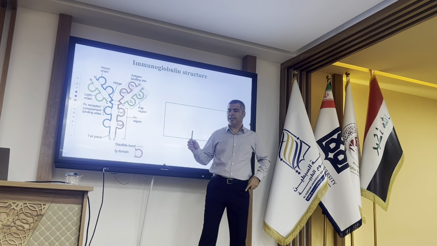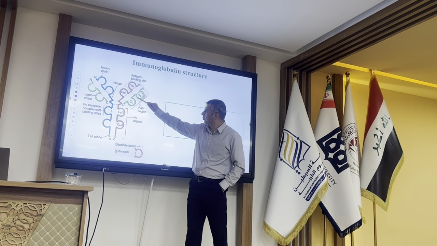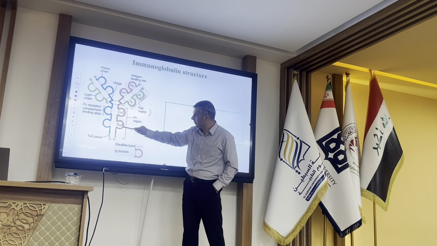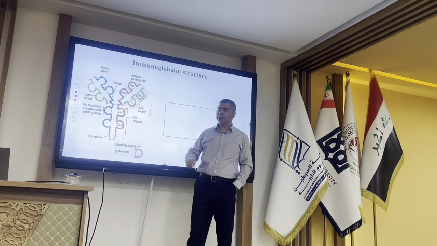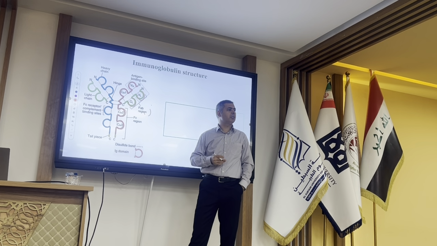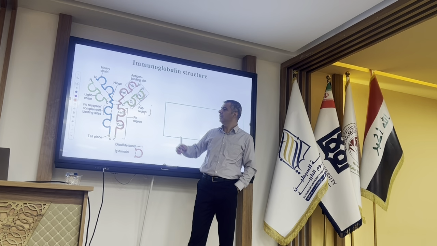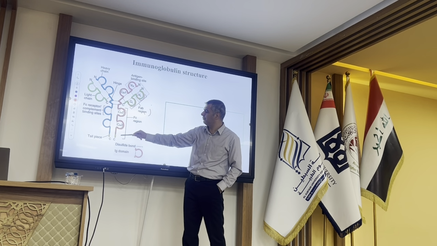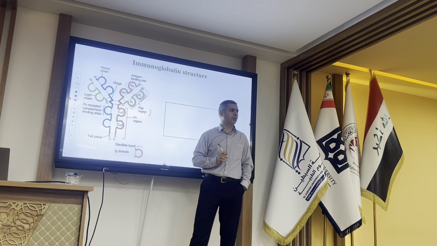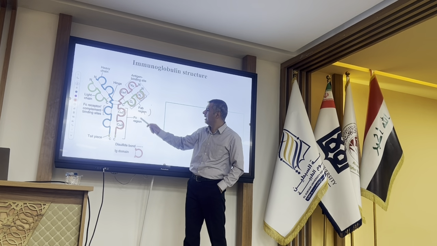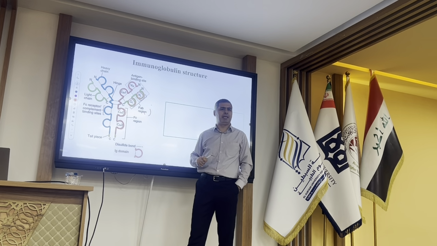In each chain we have some domains. They are called domains. In the light chain we have only two domains. They are generally called immunoglobulin domains. In the heavy chain we have 4 and sometimes 5 domains. In the light chain we have one variable domain and one constant domain.